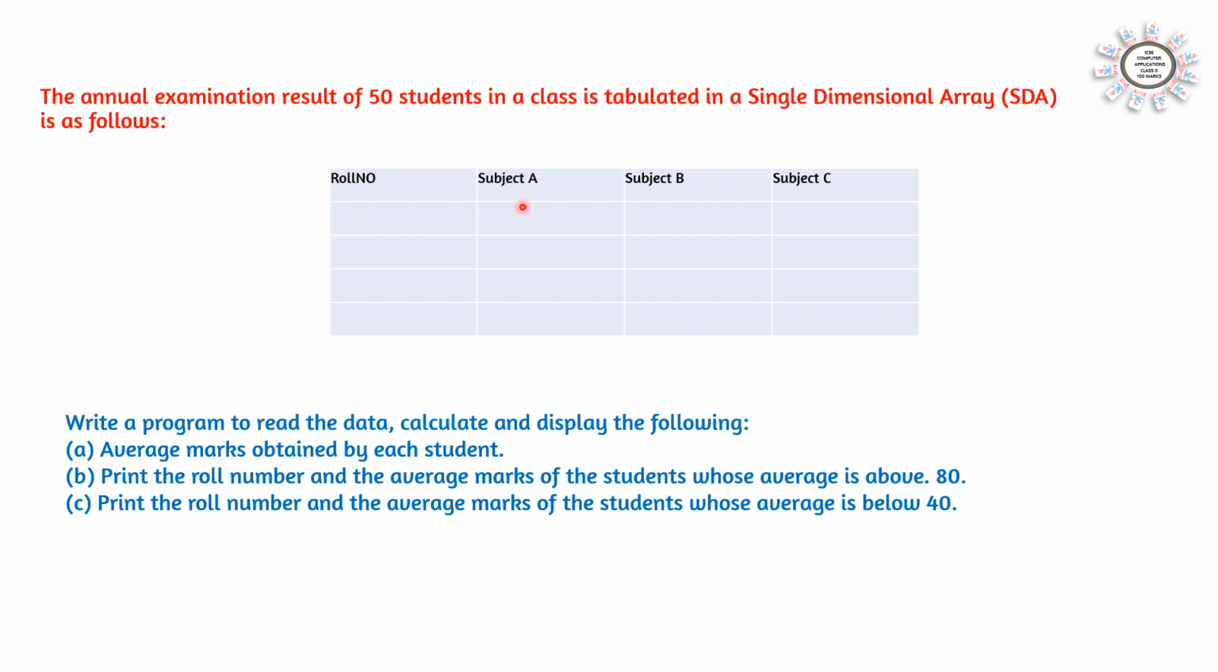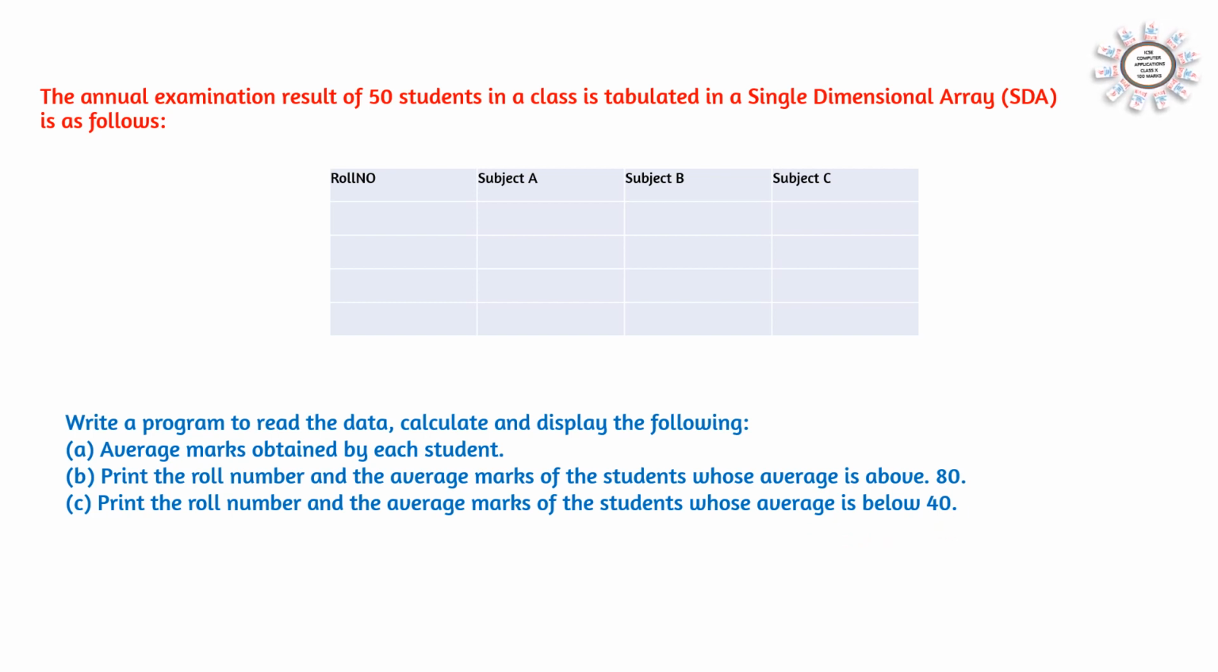Here roll number, subject A, subject B and subject C we have to get, and then write a program to read the data. That means we can input the data, calculate and display the following. Average marks obtained by each student. Print the roll number and average marks of the student whose average is above 80, and print the roll number and average marks of the student whose average is below 40.